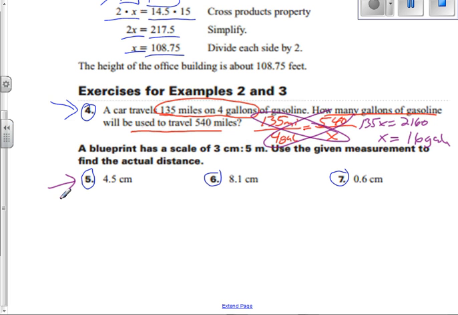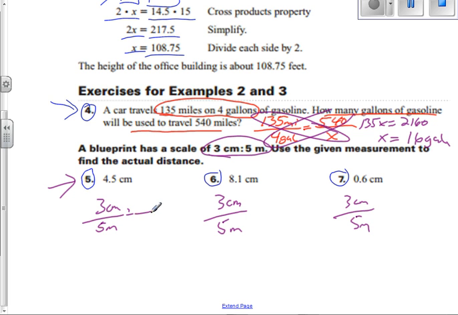All right, so let's look at the blueprint. So a scale of 3 centimeters to 5 meters. So I have 3 centimeters to 5 meters, and I'm going to guess this is the same scale on each one of these. They're giving me a given measurement to find the actual. So I am always finding the actual. Actual is going to be on the denominator, okay? And your numerator is exactly what the problem gives you. 8.1, and then this one is actually going to be, that's an x, sorry, 0.6, okay? So you're solving for the actual in each case.